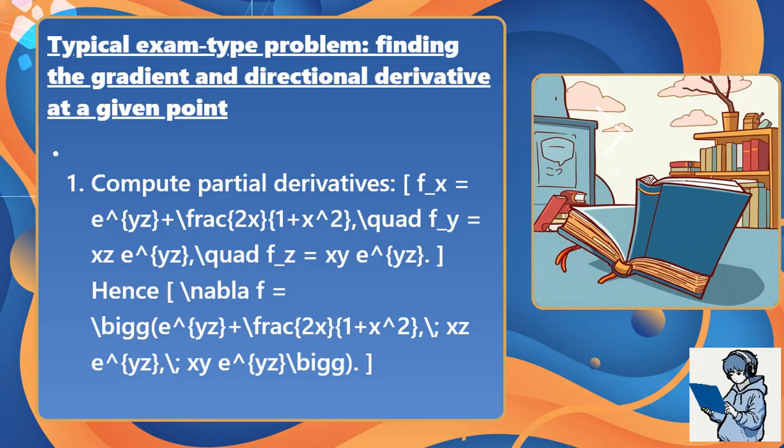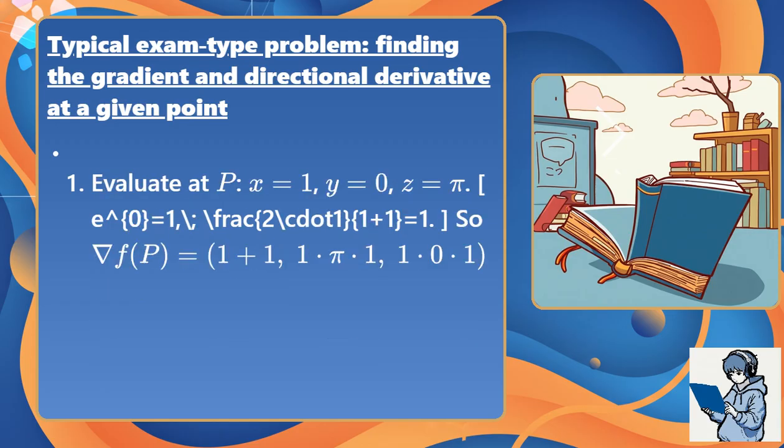F sub x equals e to the yz plus 2x divided by 1 plus x squared. F sub y equals xz e to the yz. F sub z equals xy e to the yz. Hence nabla f equals the vector of (e to the yz plus 2x over 1 plus x squared, xz e to the yz, xy e to the yz).